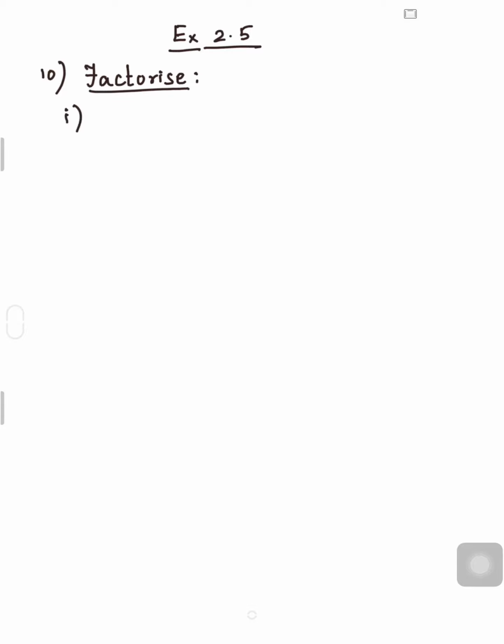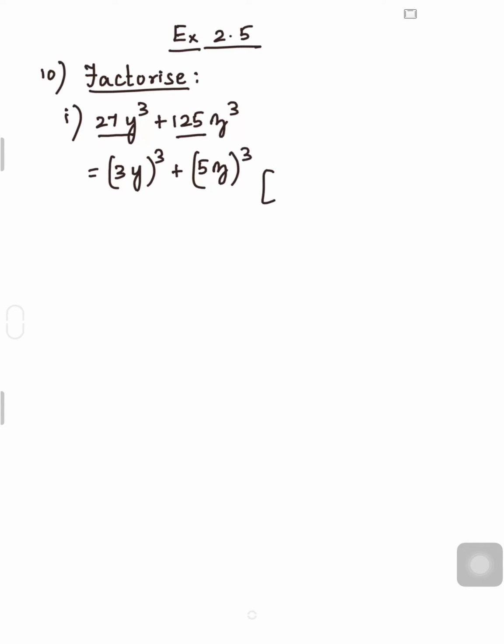The first one is 27y cube plus 125z cube. You know 27 is a perfect cube and 125 is also a perfect cube. So it can be written as (3y) whole cube plus (5z) whole cube. So it is in the form of a cube plus b cube. You have an identity for a cube plus b cube. It is nothing but (a plus b) into (a square minus ab plus b square).